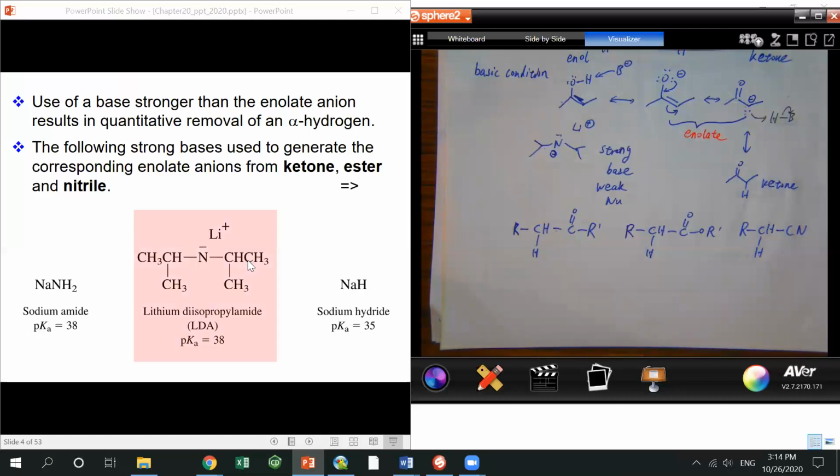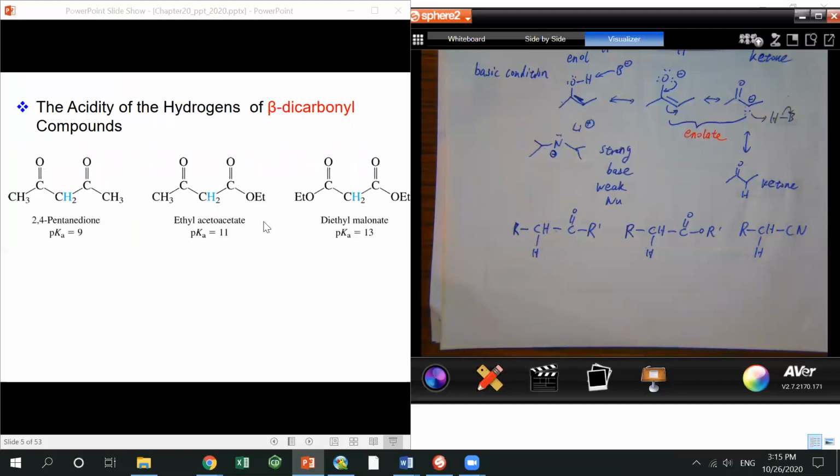LDA, keep in mind, is a strong base. Don't mix it up with lithium aluminum hydride or other lithium reagents. This one is used only as a base. The others are used either as nucleophiles or as reduction reagents. So those are the common carbonyl compounds.